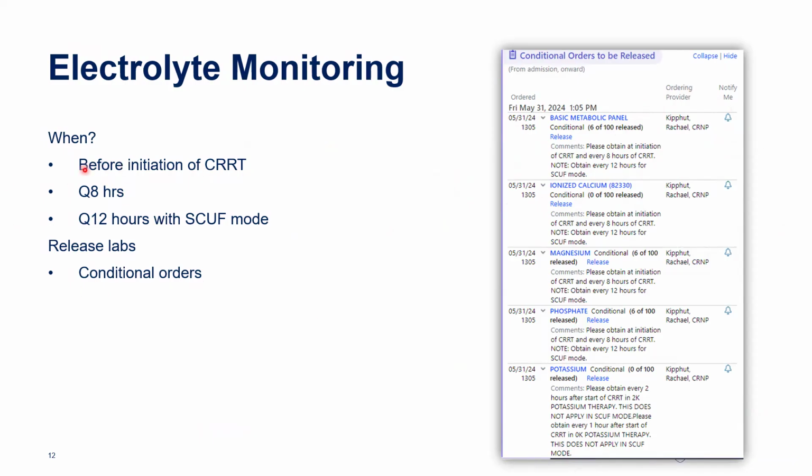When you get labs, you want to get labs before the initiation of CRRT, get a good baseline going. And then at least every 8 hours is what the policy says. With SCUF, because you don't have to do it as much, policy says 12 hours. Now, again, I mentioned if you are on 2K, it's going to be every 2 hours. And if you're on 0K, it's going to be every hour. These medications are preferred to be given through a central line. But again, if you only have peripherals, the only one that really can't go through a peripheral line is the calcium chloride.